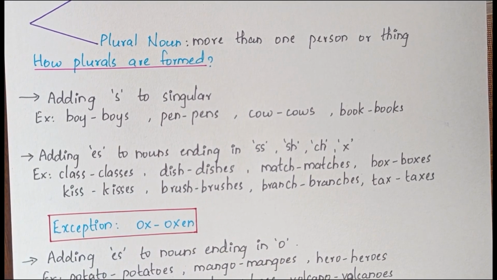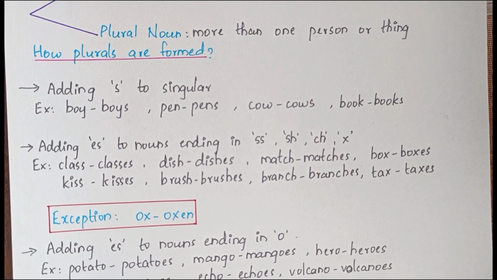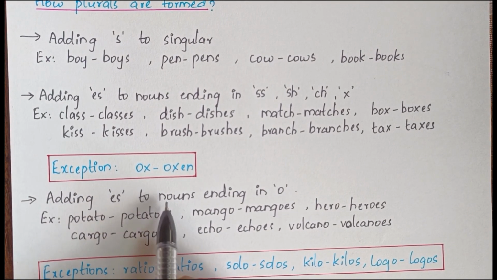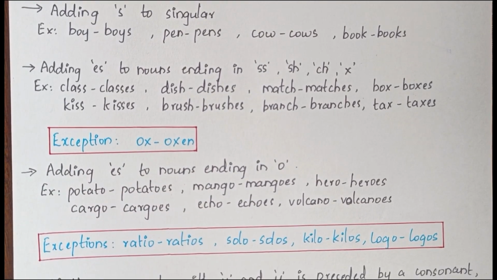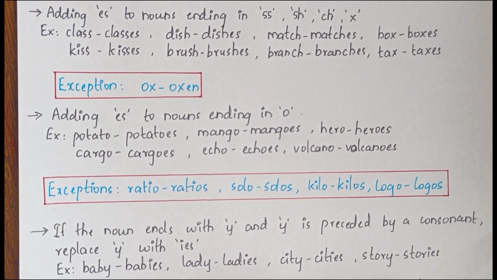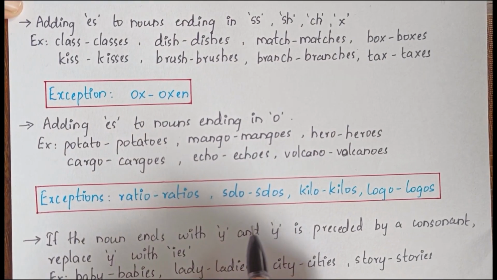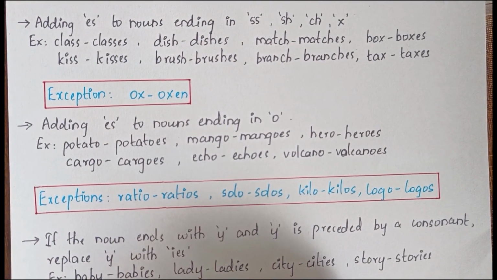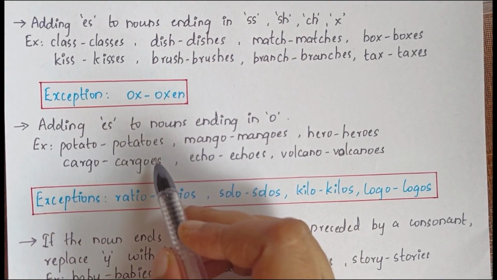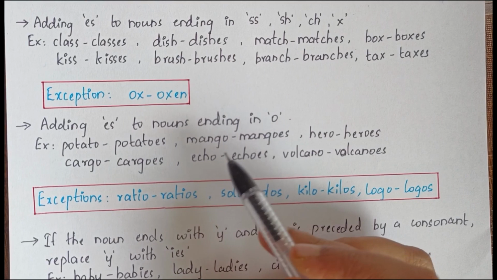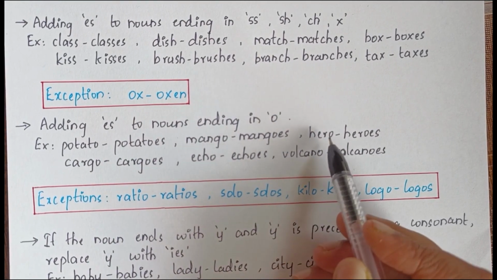The next type is by adding es to nouns ending in o. So if the words end in o, then also we can add es to the singular and form its plural. That is potato, potatoes, cargo, cargos, mango, mangoes, echo, echoes, hero, heroes, volcano, volcanoes.